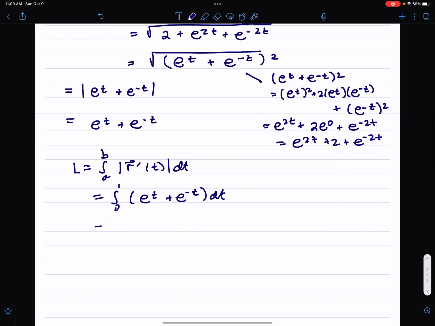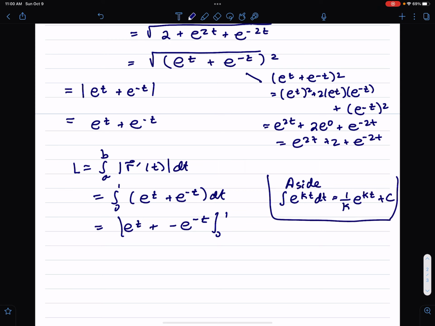Okay, so we do the antiderivative. The antiderivative of e to the t is e to the t, and of e to the negative t is negative e to the negative t. That might stop you right there. In general, the antiderivative of e to the kt is equal to 1 over k e to the kt plus c. How do you know that? Well, you can use u substitution. But let's think about it though. The derivative of e to the kt is k times e to the kt.